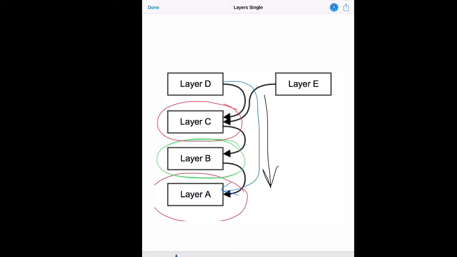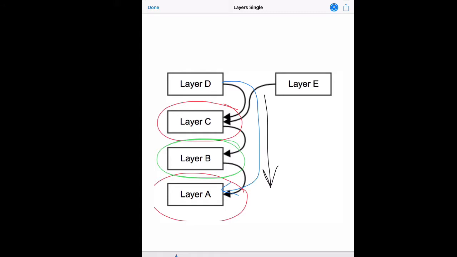Now, the reason you don't want that to happen is if layer A changes, then all of the abstractions above it are bypassed, and layer D is completely dependent on this very low-level set of abstractions.